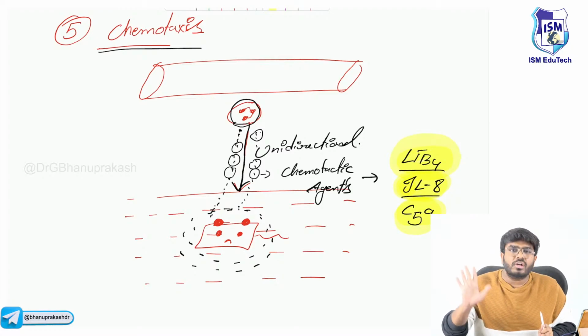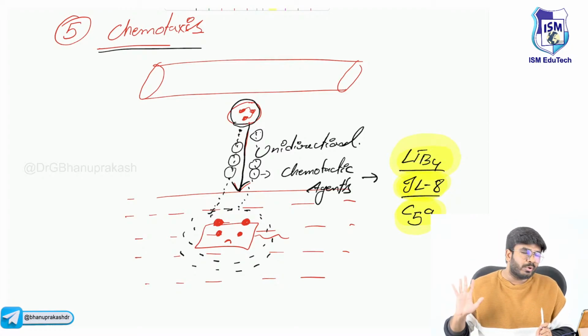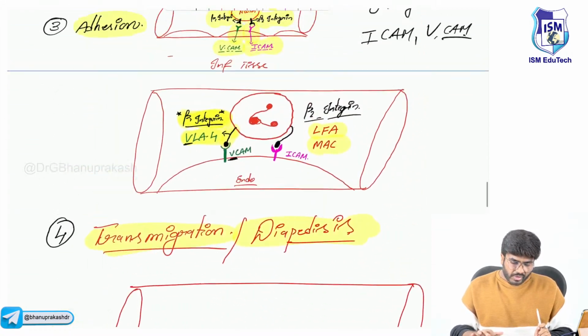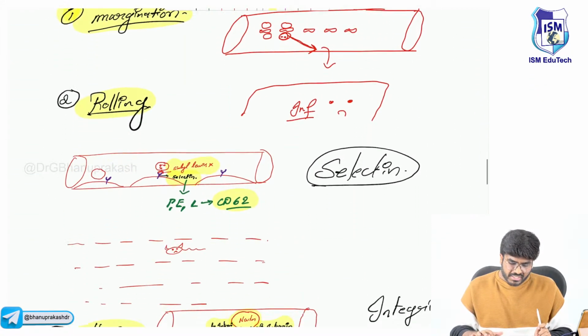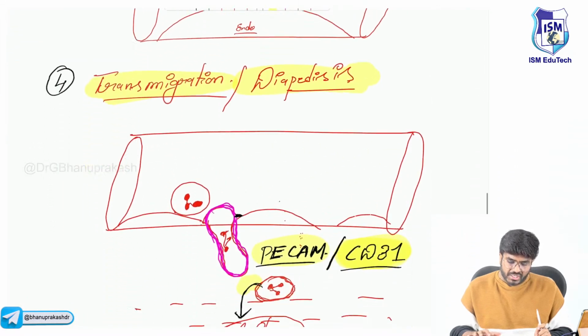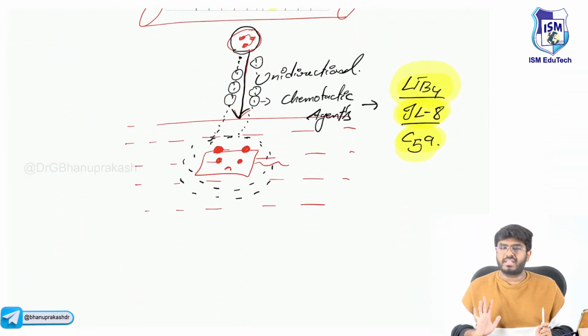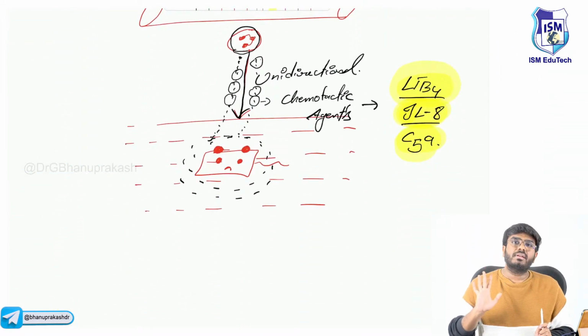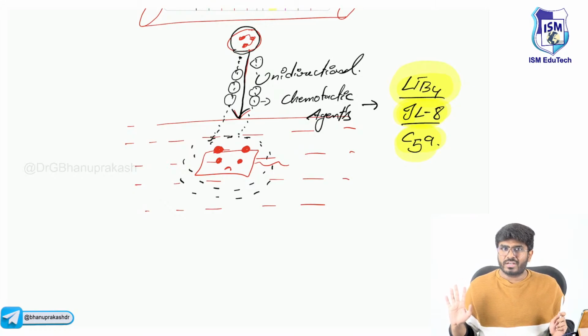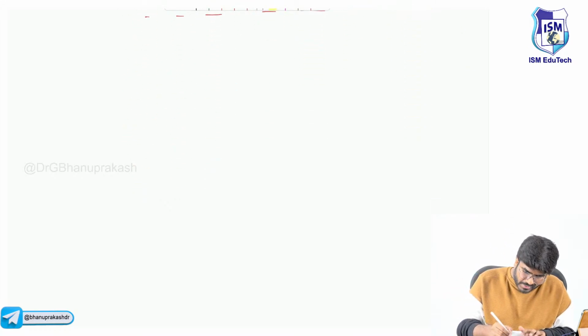The chemotaxis also completed, sir. Cellular event, chemotaxis also completed. So what have we completed? Margination, rolling, adhesion, transmigration and chemotaxis. Now the last one is what? See, the last one is phagocytosis.